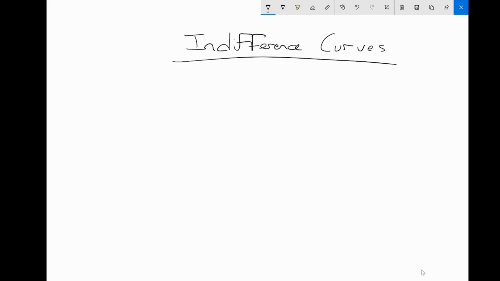Now what we're going to do is build on that and continue exploring preferences. Specifically, we're going to try to model agents' preferences between two goods, and we're going to explore what we call indifference curves. To do that, let's begin first by showing a utility function.